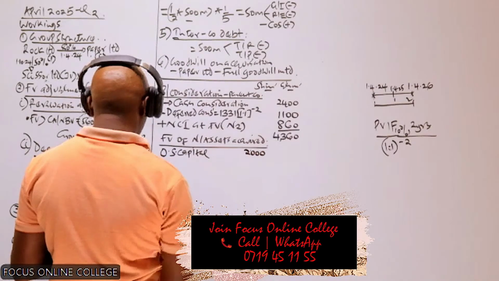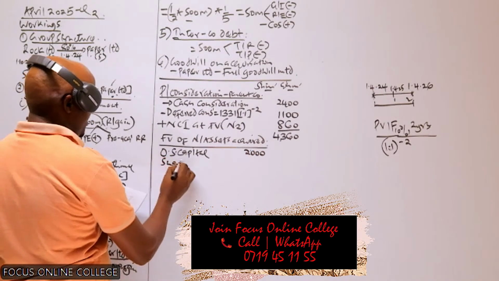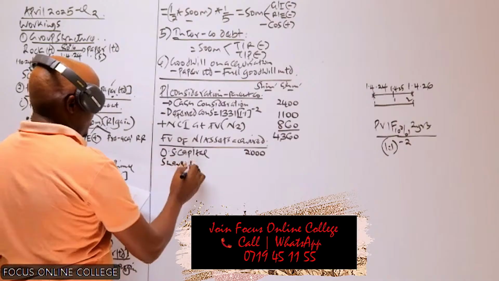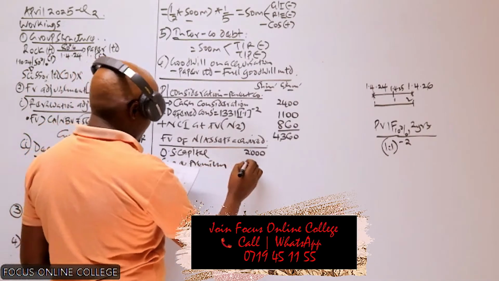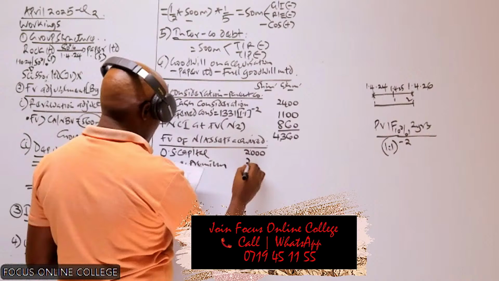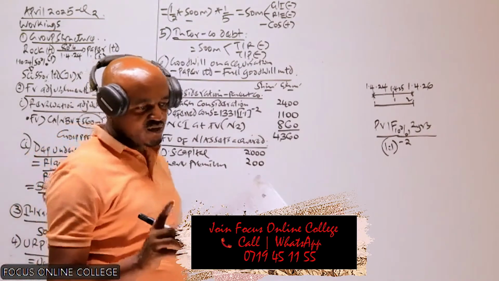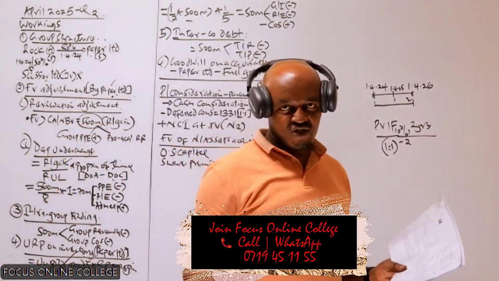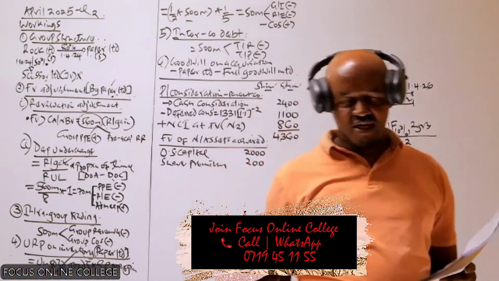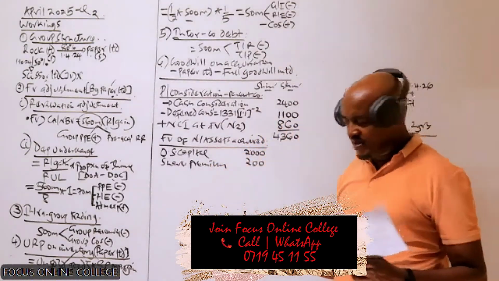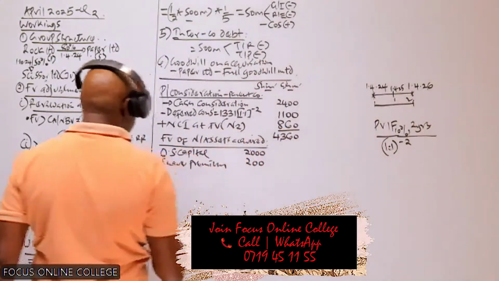Below that, what do we have? We have share premium. In this case, if you're given a share premium in the balance sheet of the subsidiary, and the question is silent, we always treat that as a pre-acquisition. And then from there, we have the retained earnings.